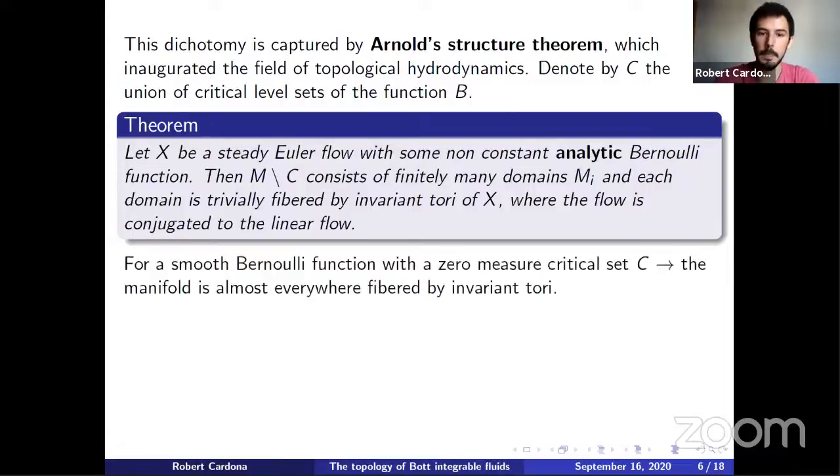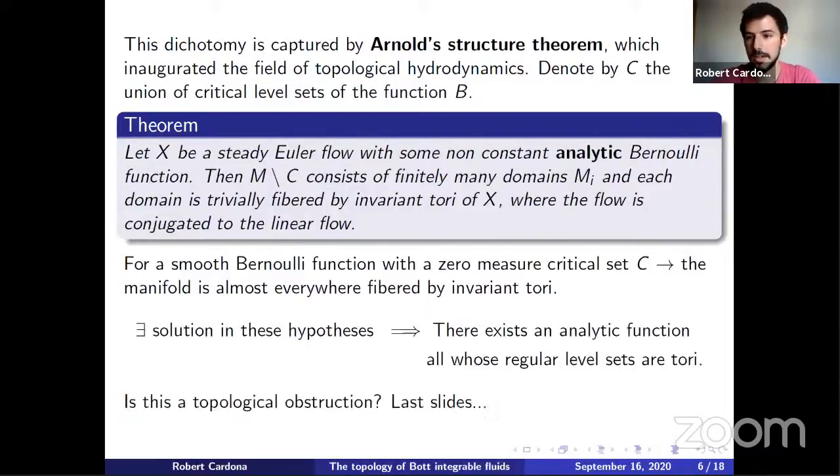Okay. As I was telling you, even though this theorem is stated with an analytic function, which is non-constant, this is very important because if it was constant, then we would have a Bernoulli function. And if the Bernoulli function was smooth instead of analytic, then you need some additional assumption, like you have a zero measure critical set, or your Bernoulli function is Morse-Bott, then you can say the same thing.